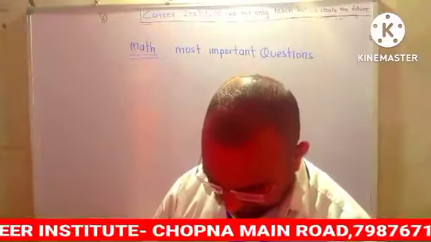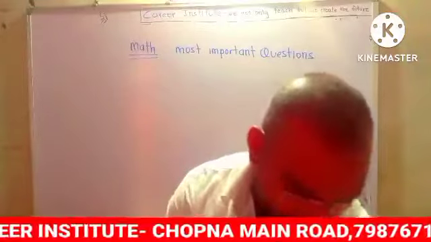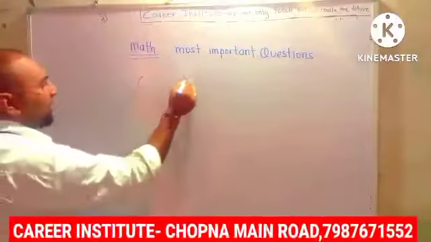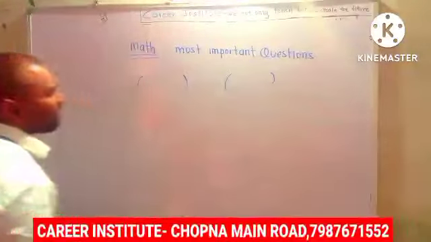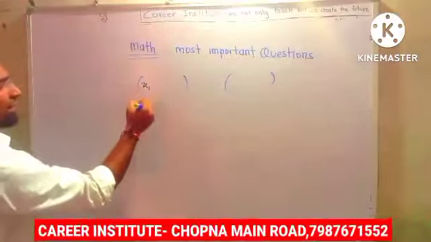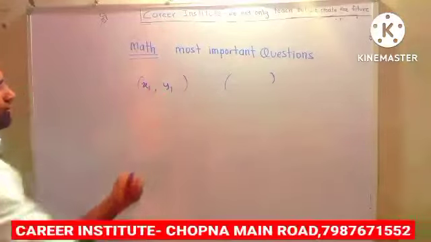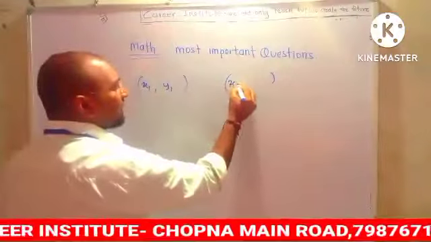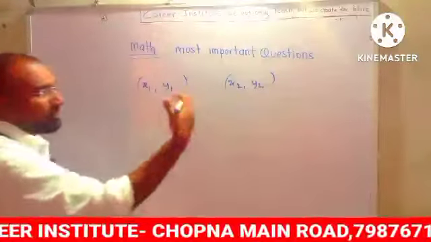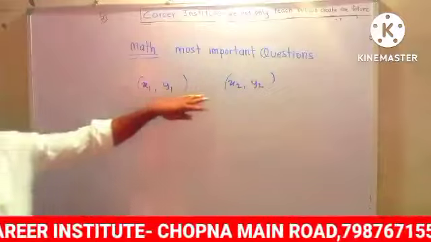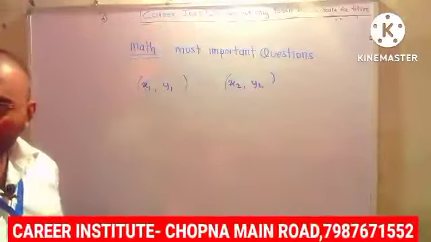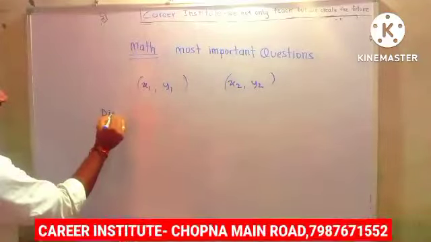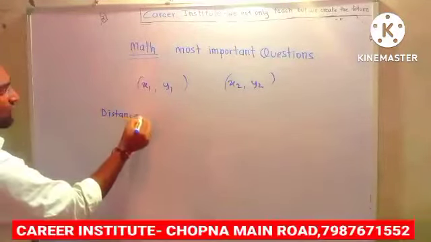Find out the distance between 2 points. Suppose there are 2 points, first point and second point. First point will be denoted as x1, y1, and second point is x2, y2. These are the 2 points. Now we have to find out the distance between these 2 points.